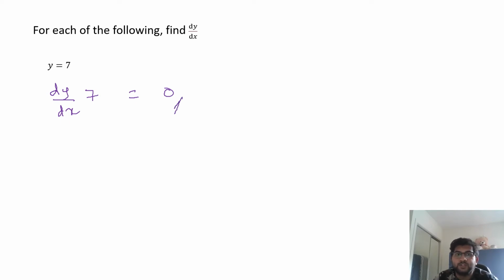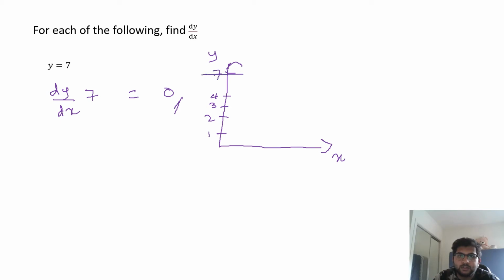For further explanation, if you graph this on the y and x axes, somewhere at 7, this is just a line, right? There's no slope in this line. It's just a horizontal line, so there's no slope, and the derivative of a constant is 0.